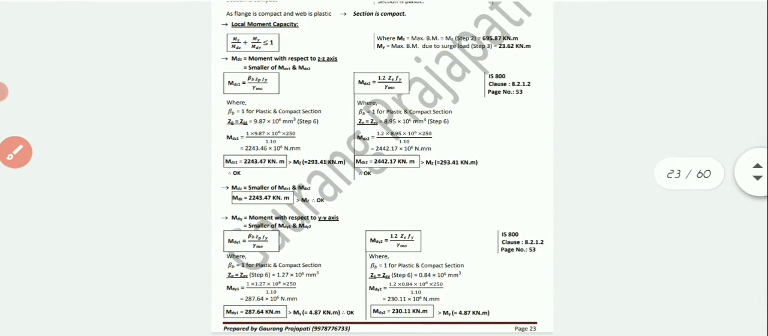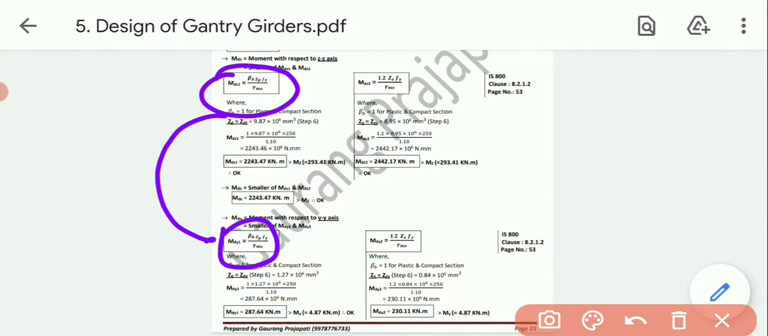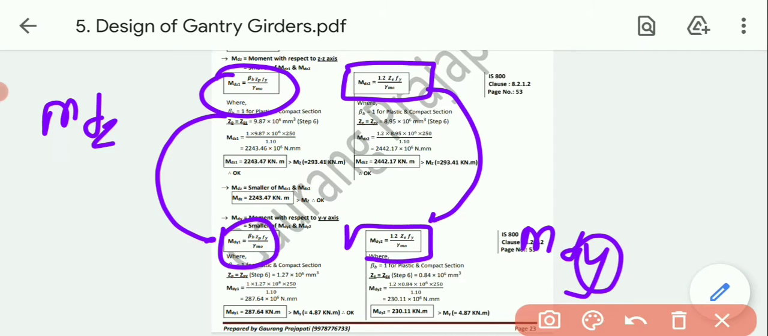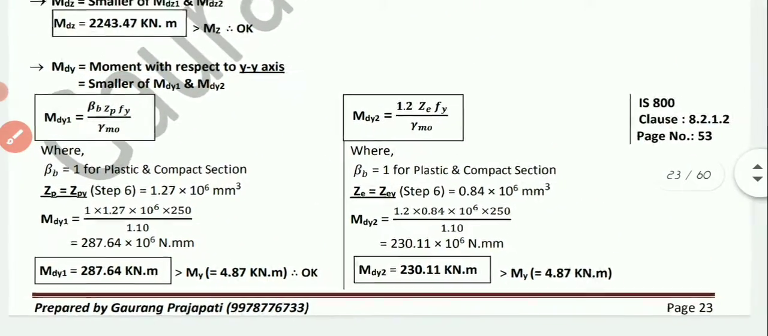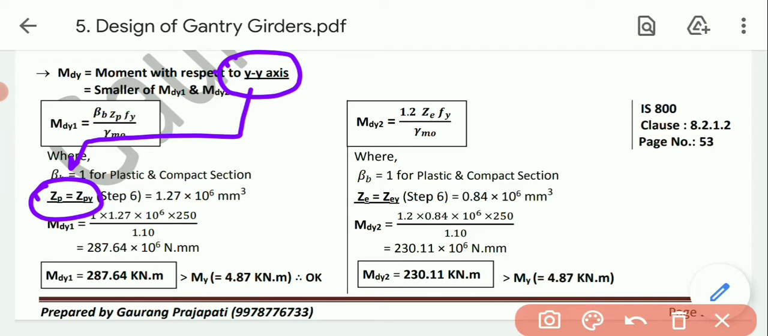Let me zoom in the sketch. It is the same formula I am right now using over here. Once again, in Mdz2 also the same formula, Mdy2. The difference is only this one: this was Mdz while this one is Mdy. So we are going to calculate everything with respect to the y-axis in this one, while in the previous case we calculated everything with respect to the z-axis. That's the only difference. We are going to use the same formula, only as we are calculating moment with respect to y-axis, the unknown Zp will be Zpy, as well as in this formula Ze will be Zy.